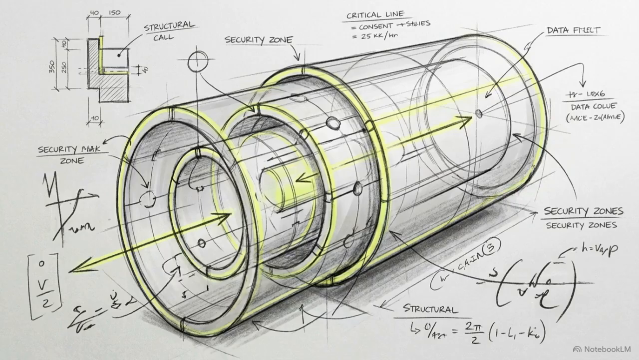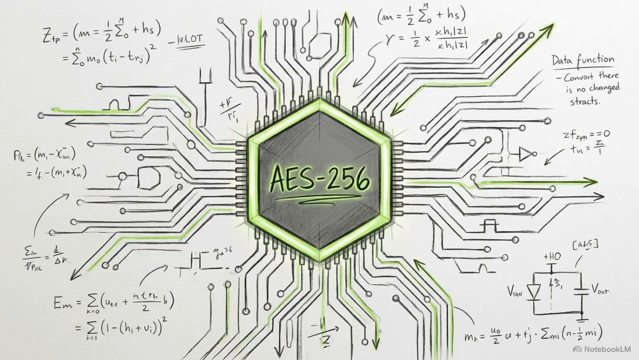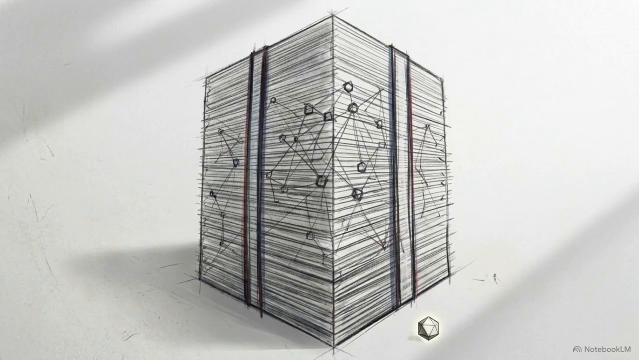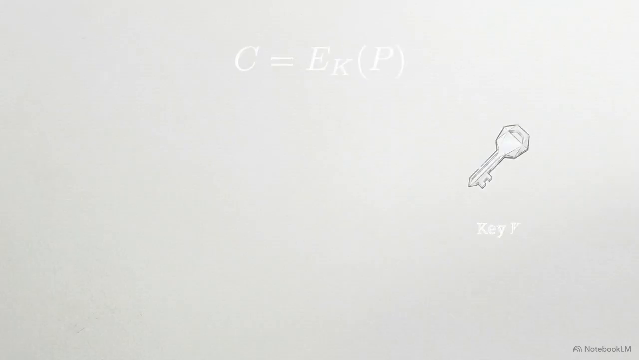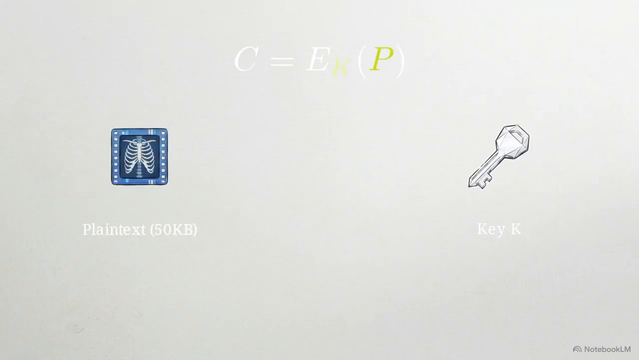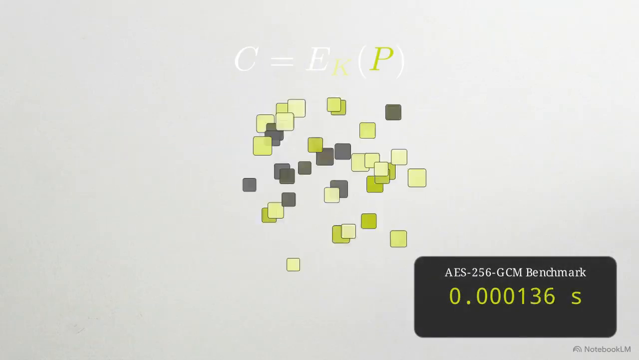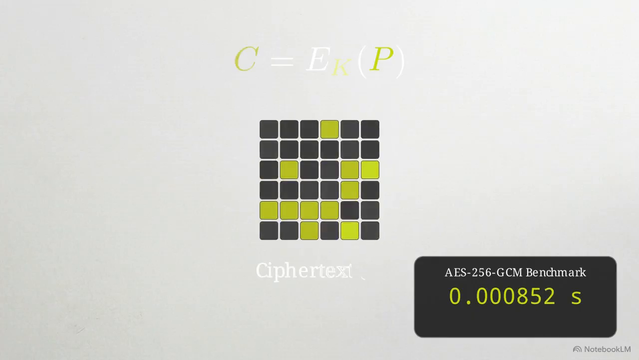The design challenge is to construct a multi-layered pipeline that preserves high-speed data flow without introducing vulnerabilities that could compromise the final diagnosis. The first layer of our design uses the Advanced Encryption Standard, or AES 256. This is a symmetric cipher optimized for large data blocks. Symmetric encryption relies on a single key. As shown in the formula, the algorithm takes the 50 kilobyte X-ray and scrambles the plain text into a secure ciphertext using key K. In benchmarking tests, AES 256 encrypts a 50 kilobyte file in just 0.0000852 seconds.